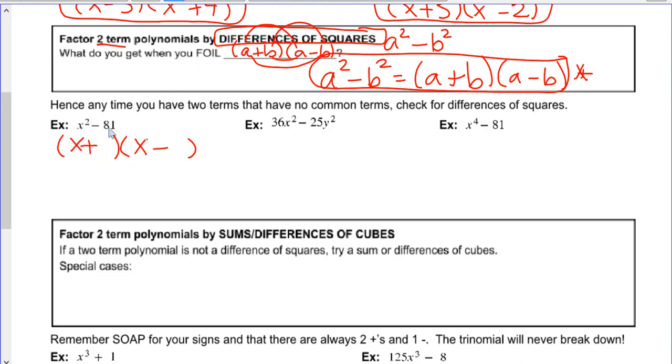Then I'm going to figure out what is the square root of this, basically. What do I multiply by itself to get 81? It is a 9 and a 9, and you are finished. Once you know this pattern and can recognize the difference of squares, this goes very, very quickly. Okay, so this would be your final answer. When you were to multiply that or to FOIL it, you're going to get back x squared minus 81.